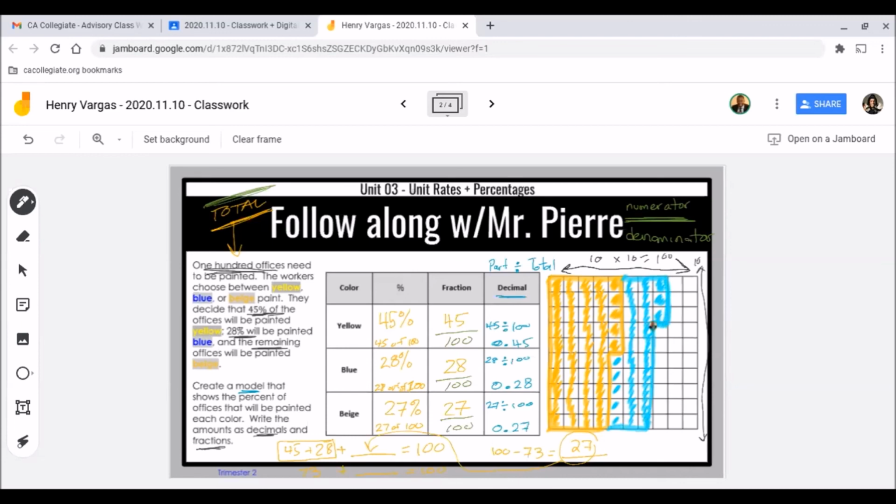And unfortunately, I don't have a beige, so I'm going to use the black. And when we count up the beige, it would have been 27. So we have 1, 2, 3, 4, 5, 6, 7. 7 plus 10 is 17. And then 17 plus another 10 gives us a total of 27. So we have our 27 here.